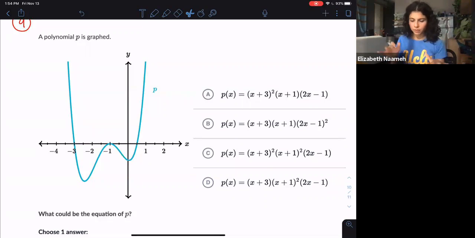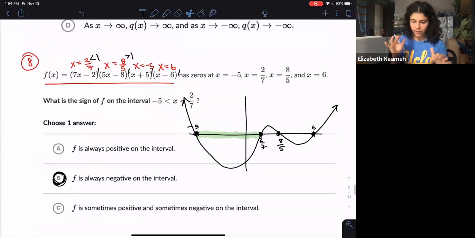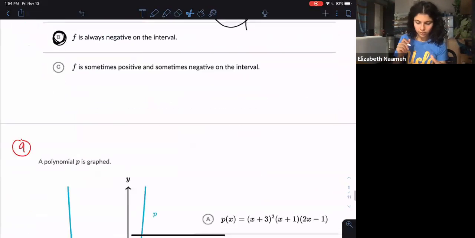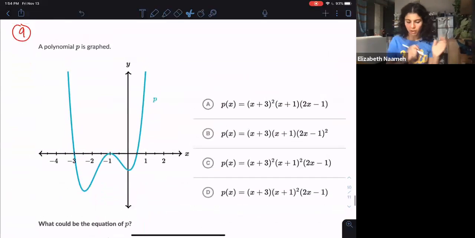Sorry, I paused the video. I'm just going to go up really fast. So guys, ultimately we graphed our polynomial, and we cut at every single point. Between -5 and 2/7, the graph is below the axis. So we said it was always negative. Okay, coming back. Last problem of the day.